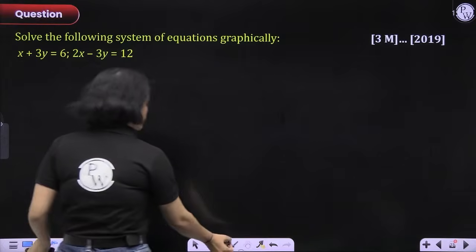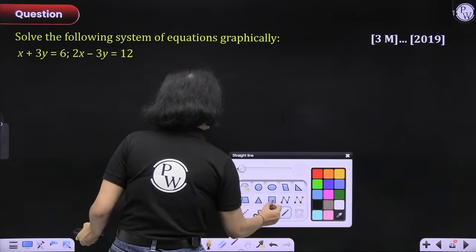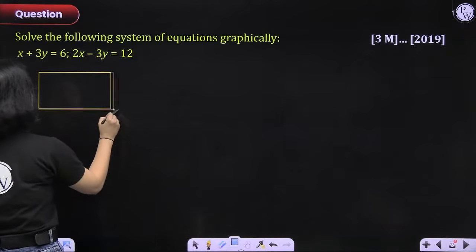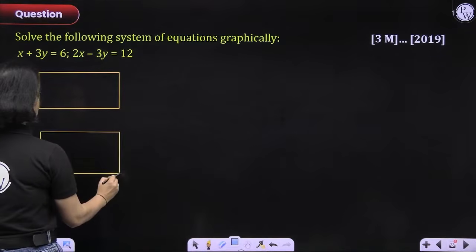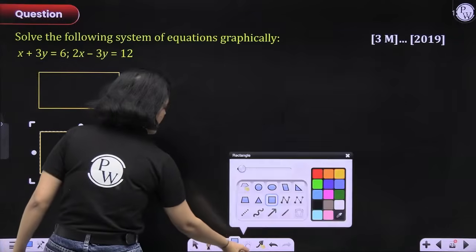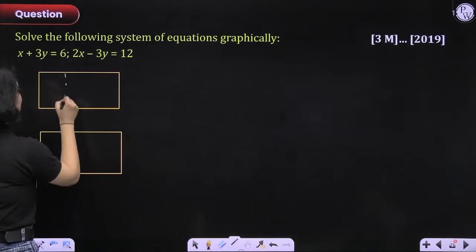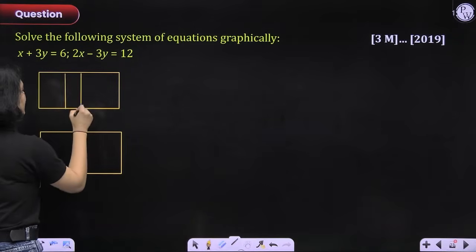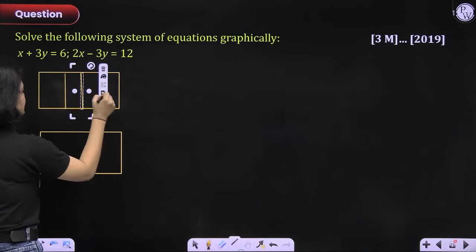The first thing you will do is form a table, everyone. Form a table-like structure. Two table-like structures here I have formed. Okay? And here we will write the value of x and y individually.